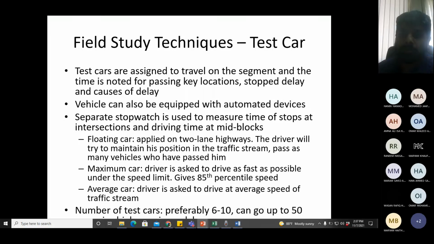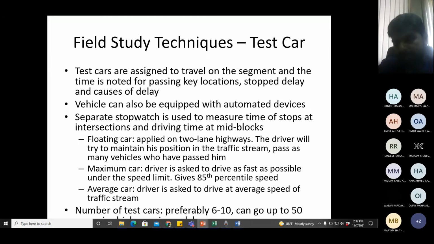Another advanced variation to the test car technique is, instead of using the observer, you equip the car with distance and time measurement devices. The distance and time for stopping and moving is automatically recorded by these devices. Something like an odometer, but not the odometer itself. We need advanced devices which can record distance with respect to time. So advanced GPS receivers can also do the same thing. An advanced GPS receiver, which is designed for finding out the locations quickly, can also do the same thing.